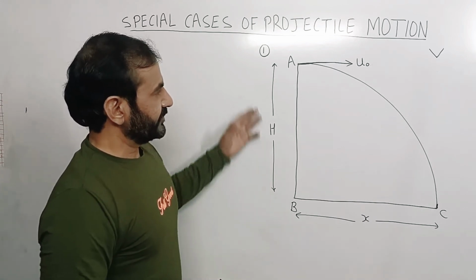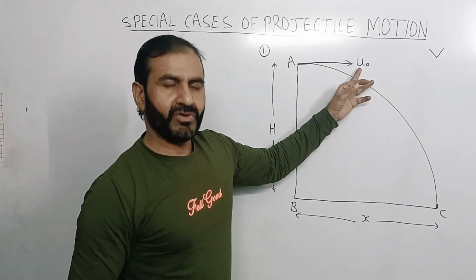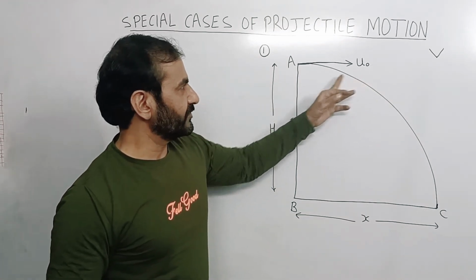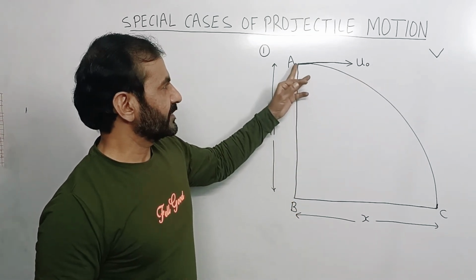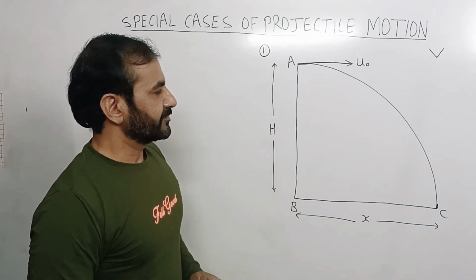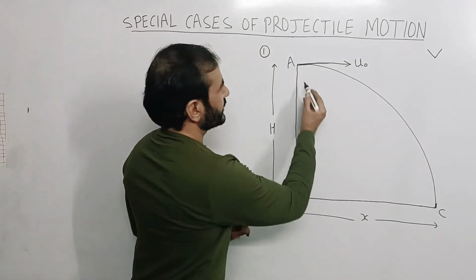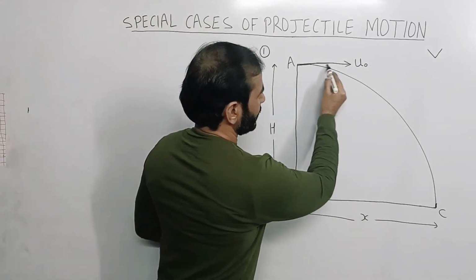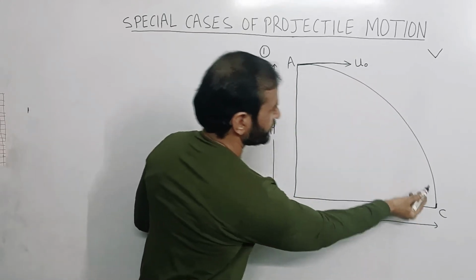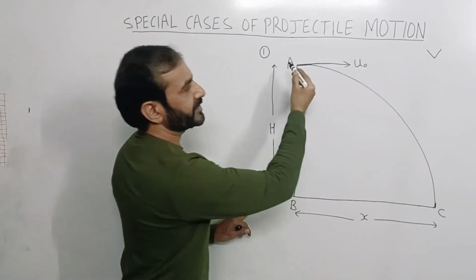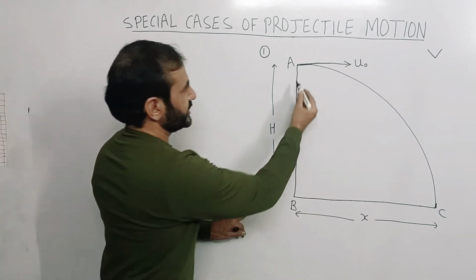See, case 1: the body is projected horizontally with velocity u0 from height h, from the top of a tower of height h. The path or figure will be as seen in front of you. The body is thrown horizontally, then its path will be this. This is also a projectile, this is also a parabolic path. A part of a parabola is also parabolic. The height is h.